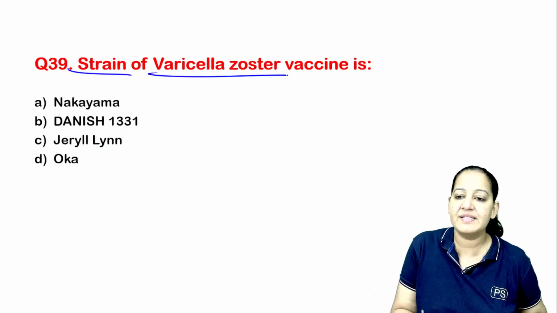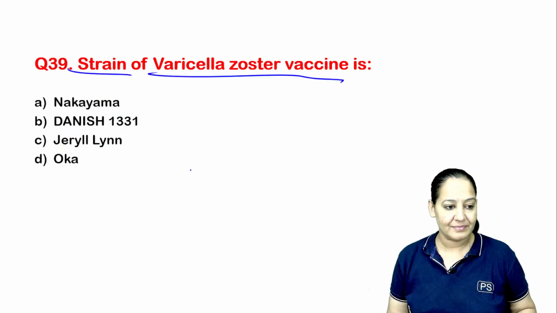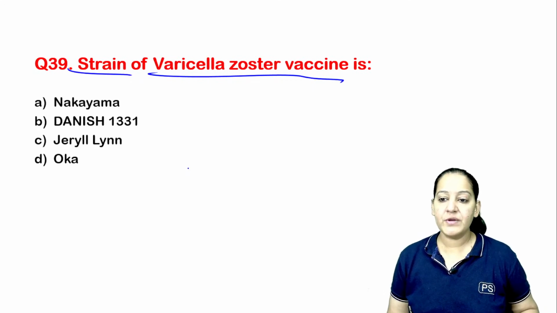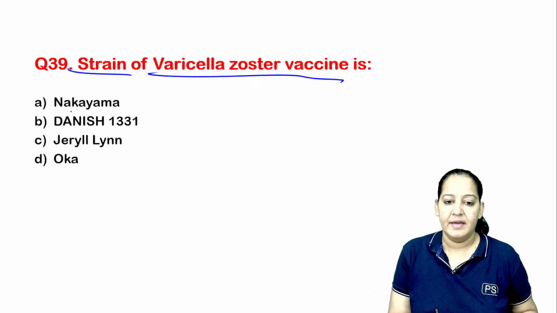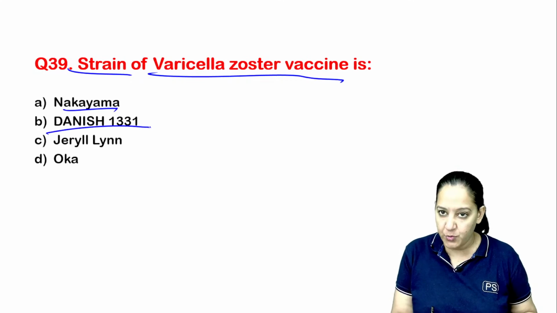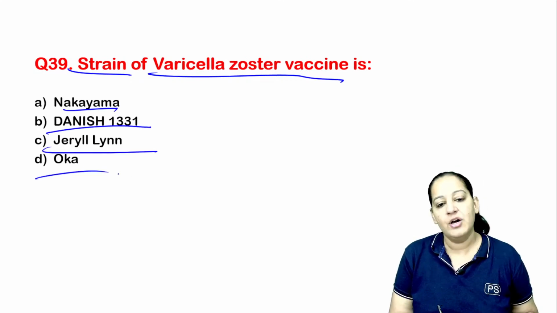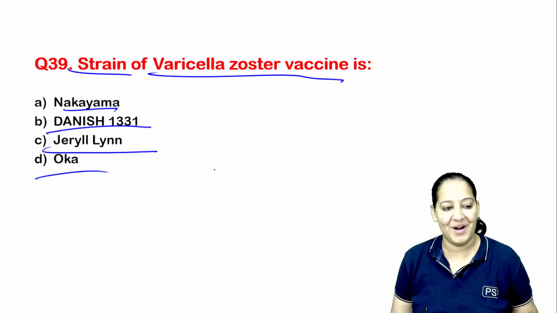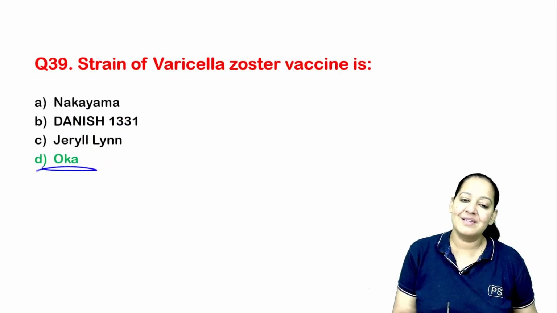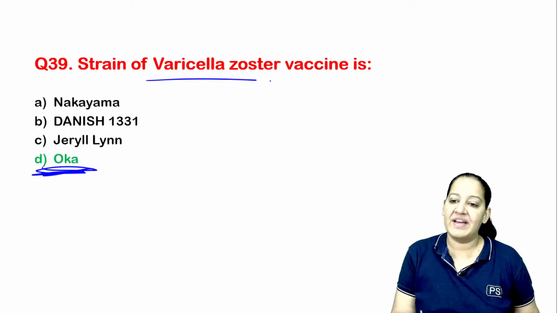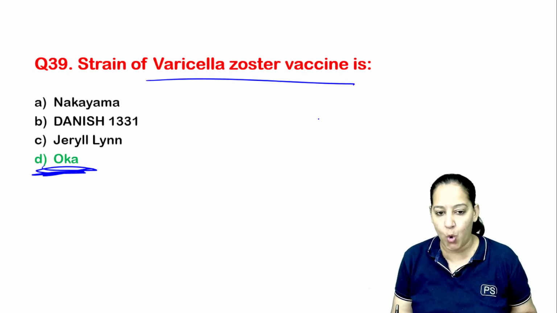What is the strain of varicella zoster vaccine? Is it Nakayama? Is it Danish 1331? Is it Jeryl Lynn? Or is it Oka? Okay, Oka. What is the correct answer? The correct answer is Oka. The strain of varicella zoster vaccine is Oka, the Oka vaccine.